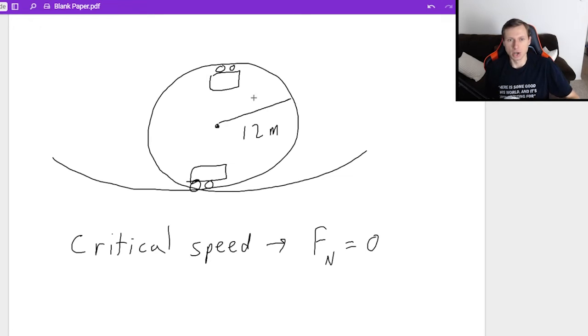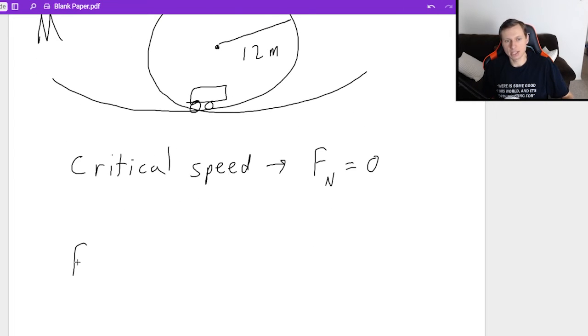And my question is, what is the speed that you have to have at the top in order to not fall out of the ride? Now, I gave you the radius. I'm not going to give you the mass. The mass is unknown, which whenever that happens, it means you just write variable m. It's not a big deal. Just write variable m. And so now let's find the critical speed.